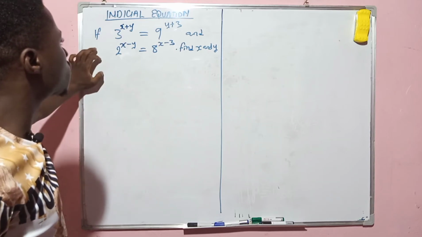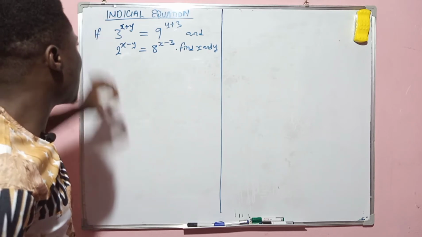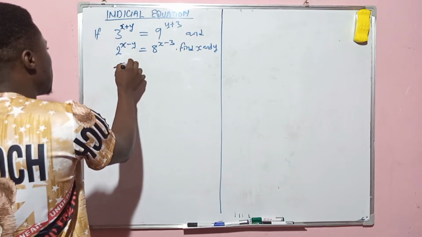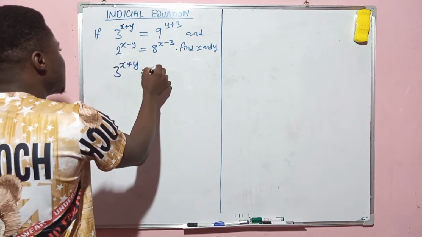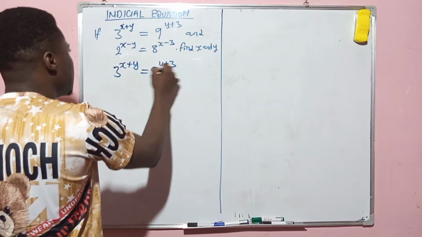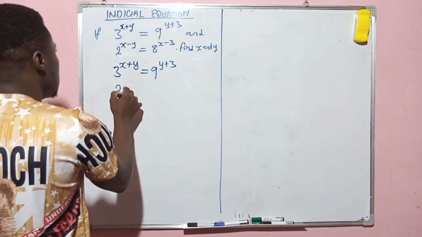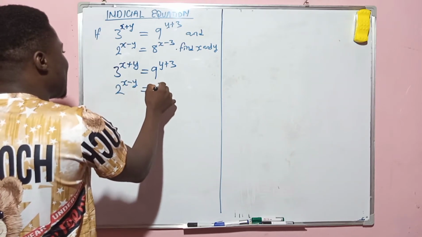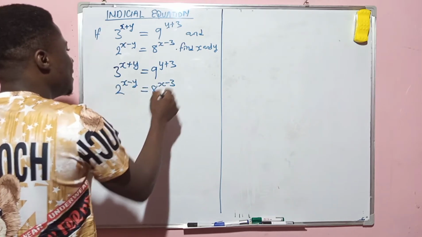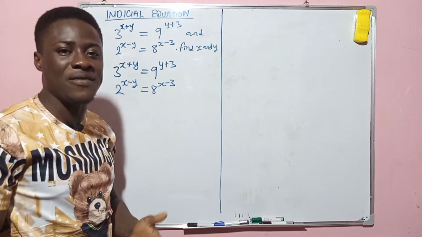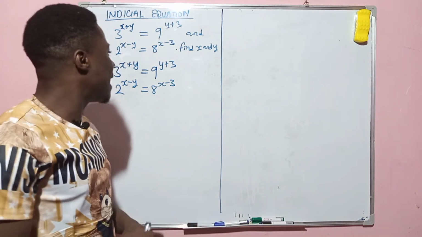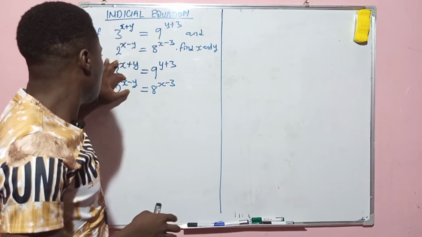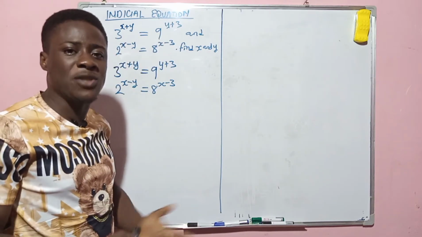Now, for me to solve this, since I'm having two equations, let me bring out the equations. We have 3 raised to the power x plus y equals 9 raised to the power y plus 3. And as well, we have 2 raised to the power x minus y equals 8 raised to the power x minus 3. Now, I'm asked to find the value of x and y. And the x and y here in question are the powers of these bases. How do I go about solving this?